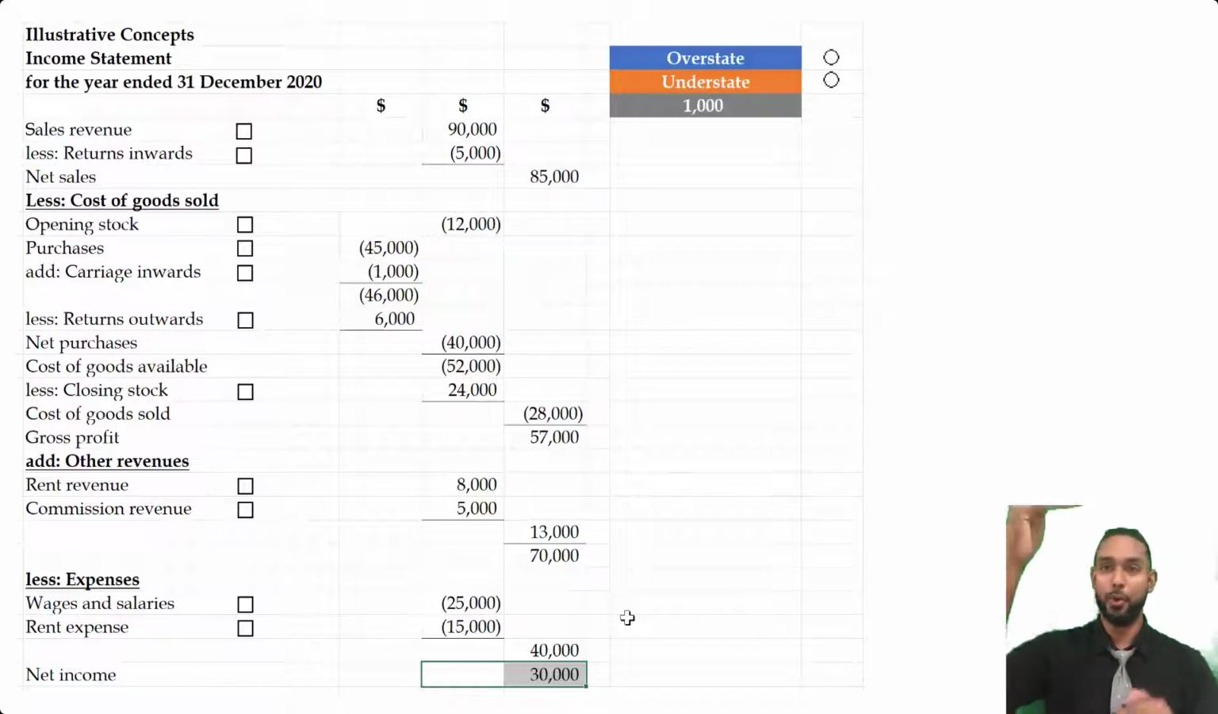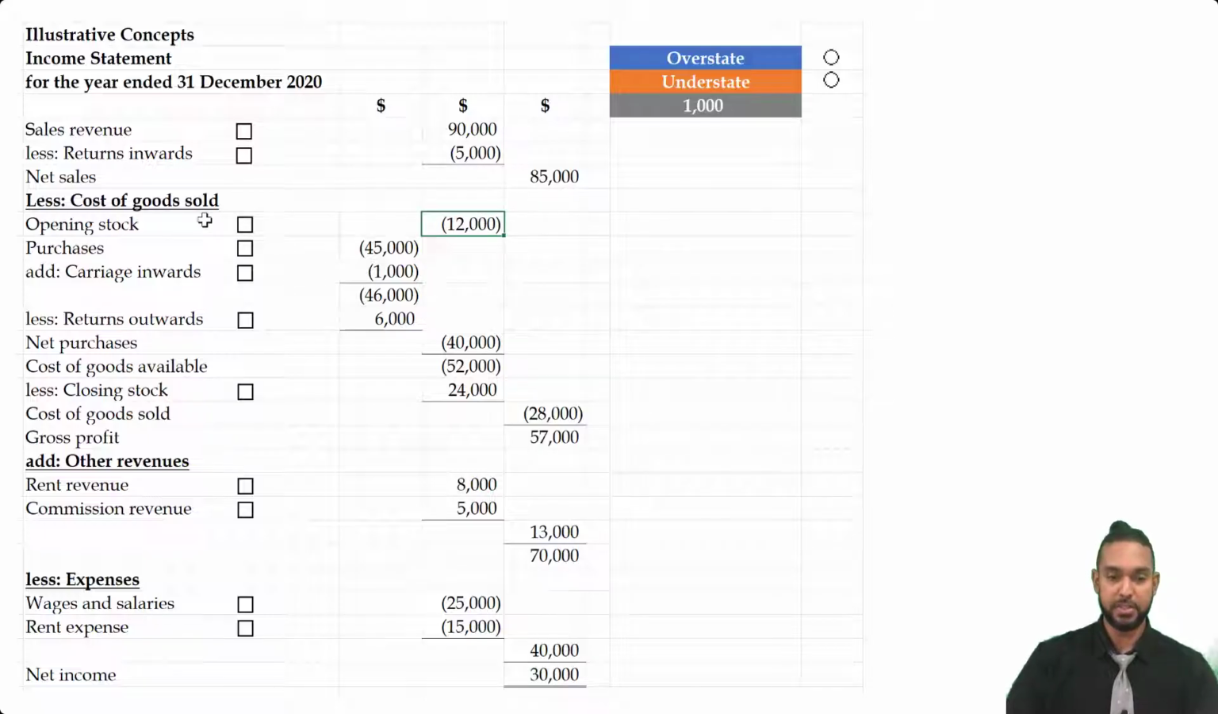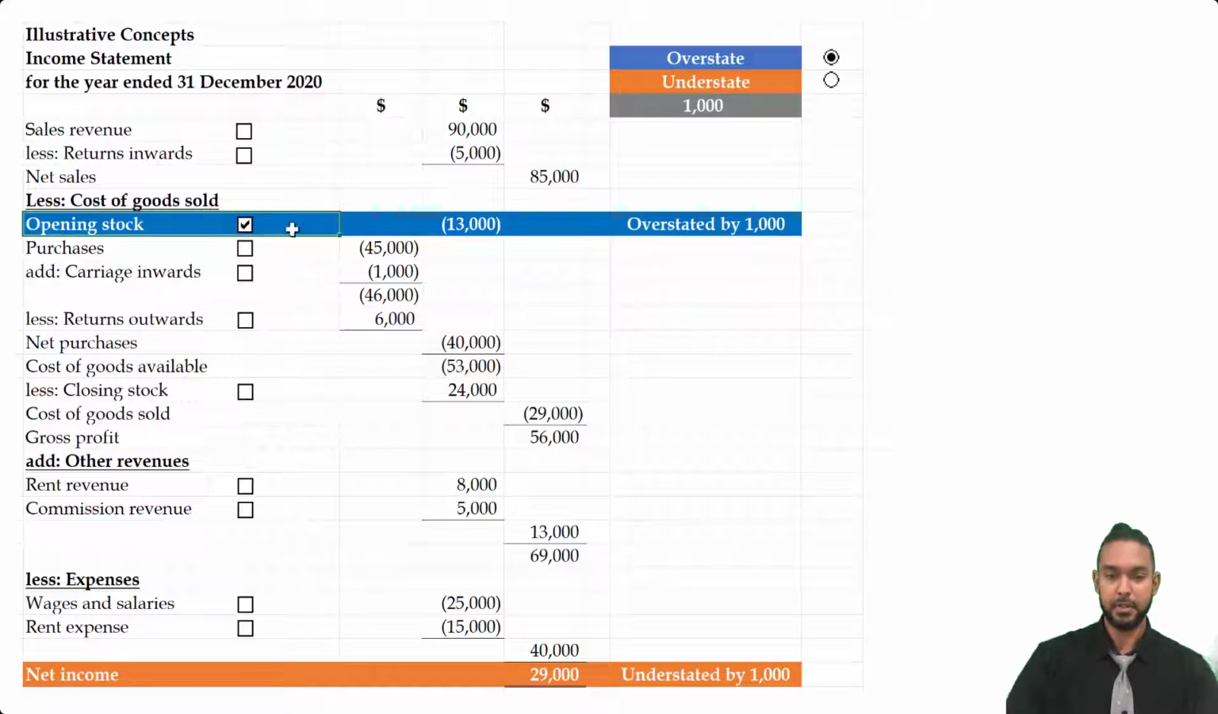So again, it's a whole chain of events. Let's just focus on opening stock and net income. So I'm going to overstate opening stock by 1,000. So it's going to go up to 13 and this is supposed to go down. Let's see if that works. There you go. 13,000 overstated by 1,000 and 29 understated by 1,000. So like I said, they moved in opposite directions.